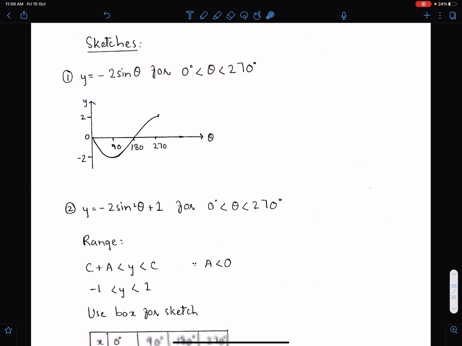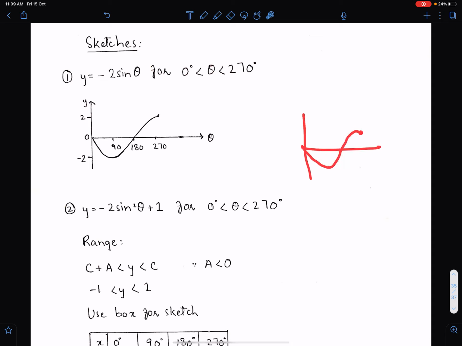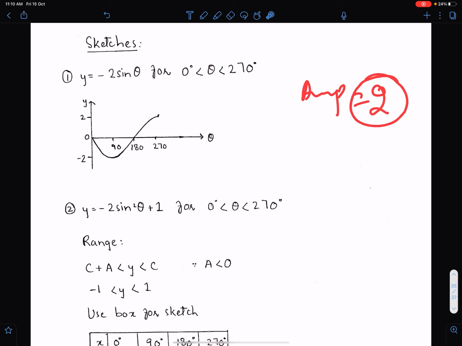Sketches. When we have a negative coefficient, we make an inverted curve like this. But since the domain is 0 to 270, we have to stop here like this. And the amplitude is positive 2 too. If the question says state the amplitude, then you have to write amplitude is positive 2, because amplitude is distance.